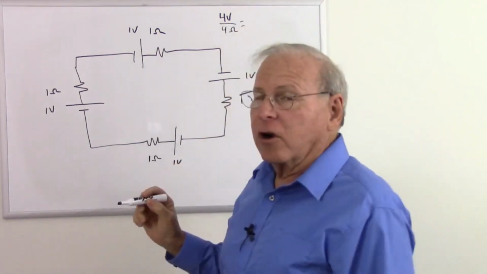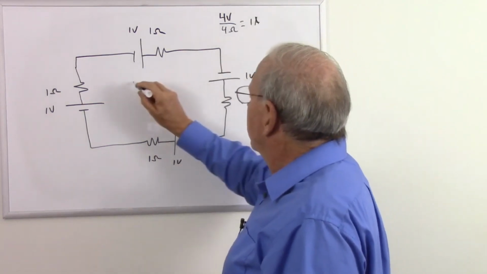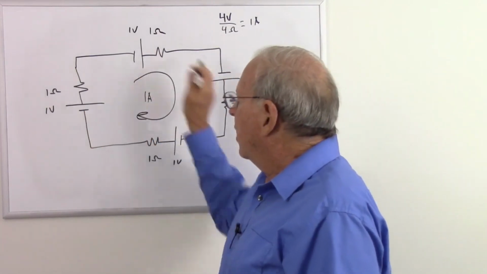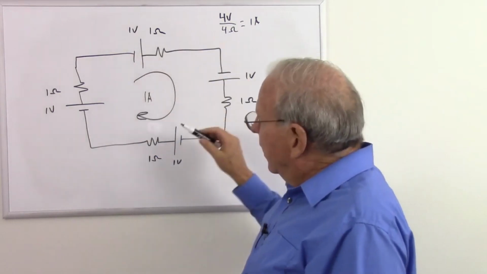So what is our current? 4 divided by 4 equals 1 amp. So we have 1 amp of current, conventional current, flowing positive to negative in the loop. Now let's take a look at each one of these legs.